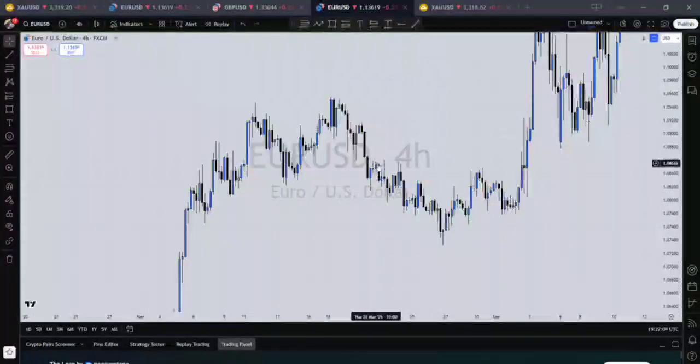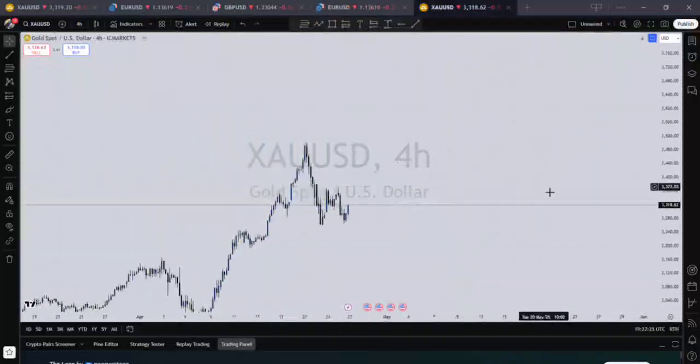Okay? So how do you manage yourself? If price is ranging like this, just count after the second break or the third break, close your sell. If you are selling in an uptrend and price is ranging like this, it's just like this gold now, for example.